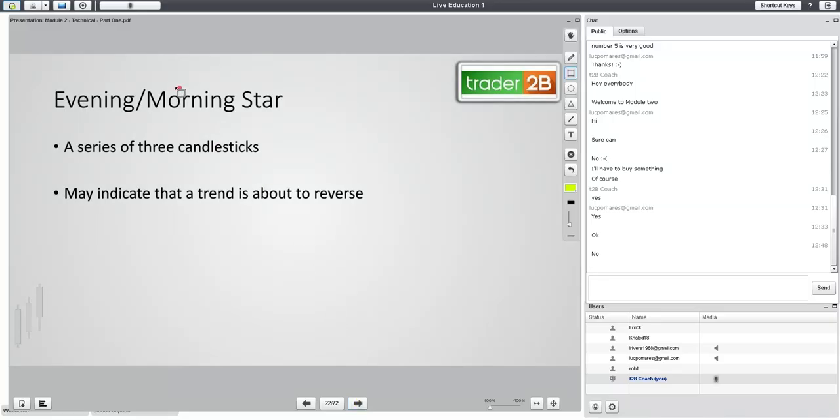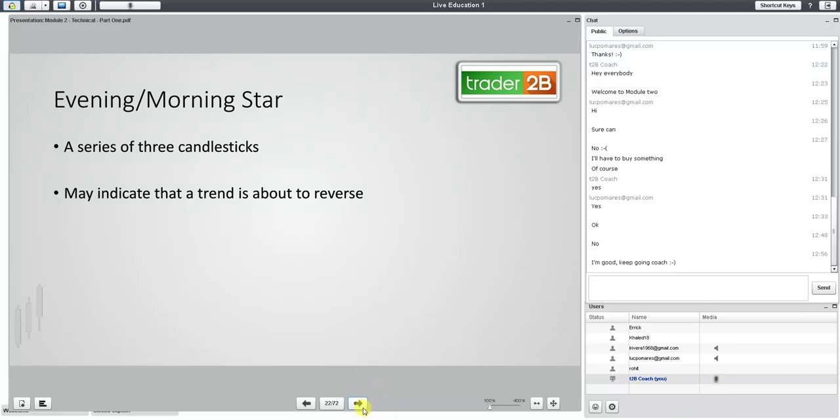Okay, so evening and morning stars, a series of three candles that may indicate a trend is about to reverse. Now that we've learned a little bit more about individual candles, we're going to start learning about the meanings of several candles placed together. Before we move on, I just want to stop for a minute and ask, do you guys have any questions so far? Please type them in the chat box if you do. No? Okay, so moving forward.